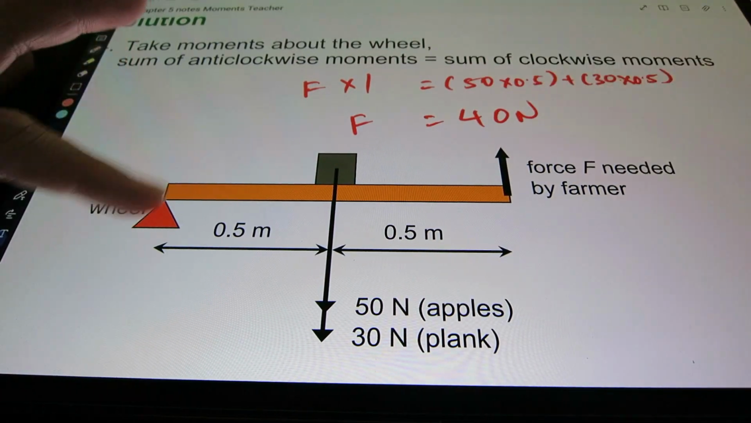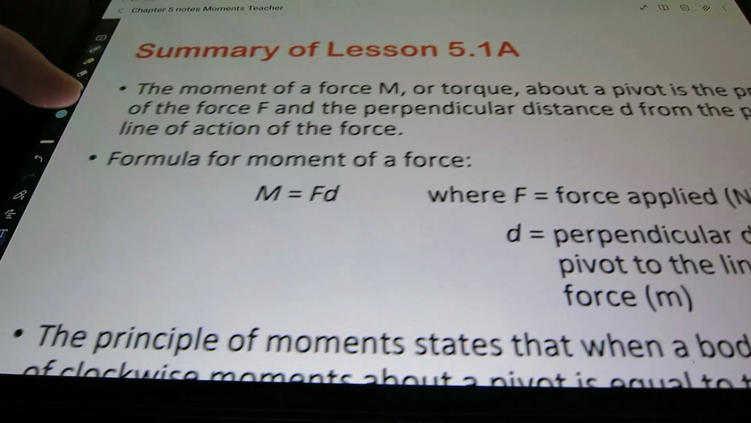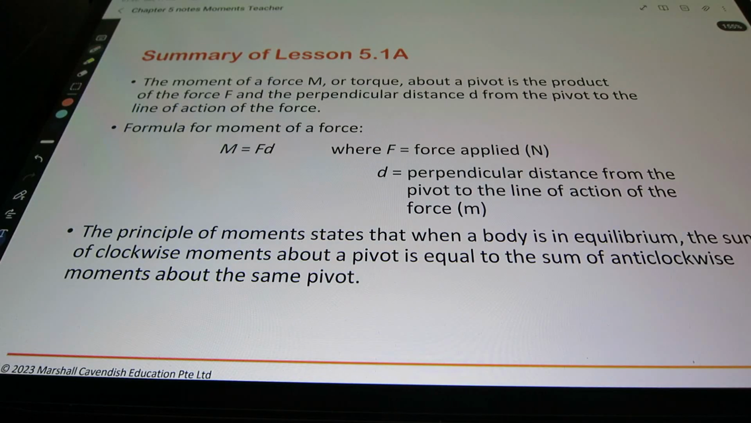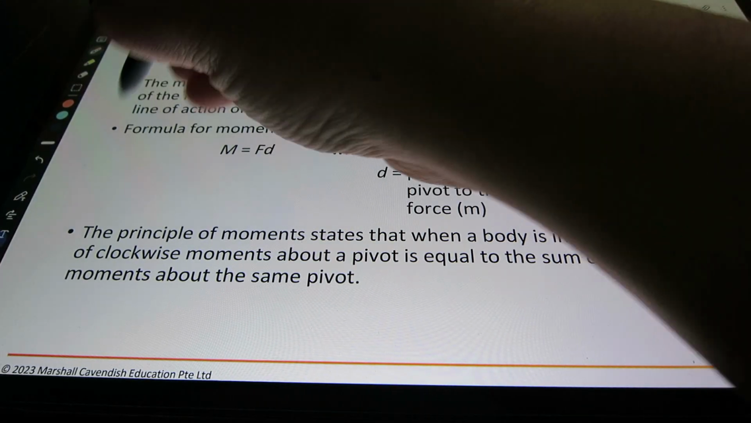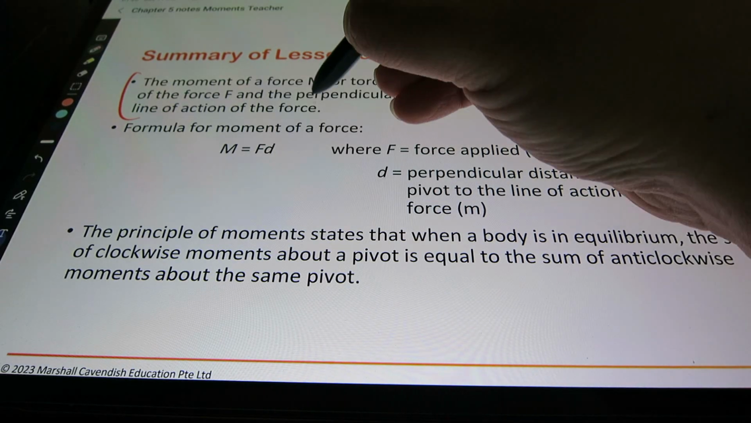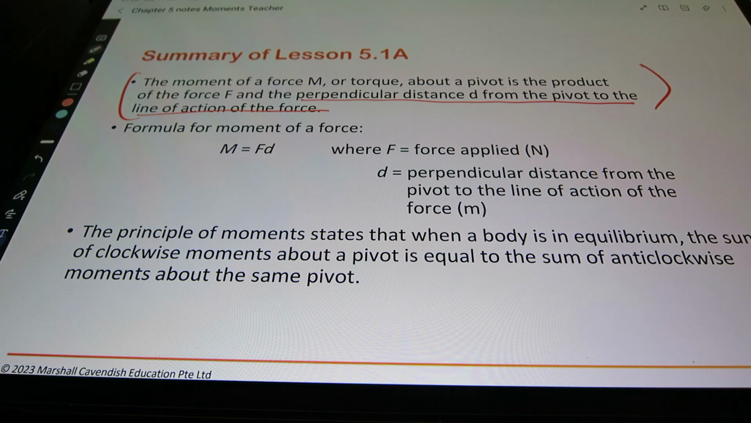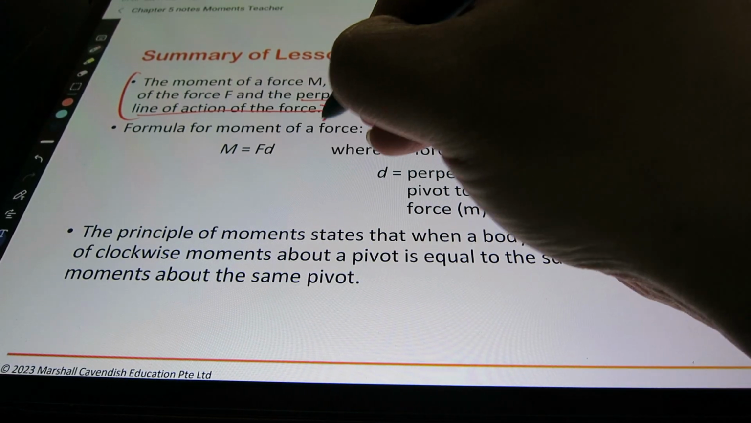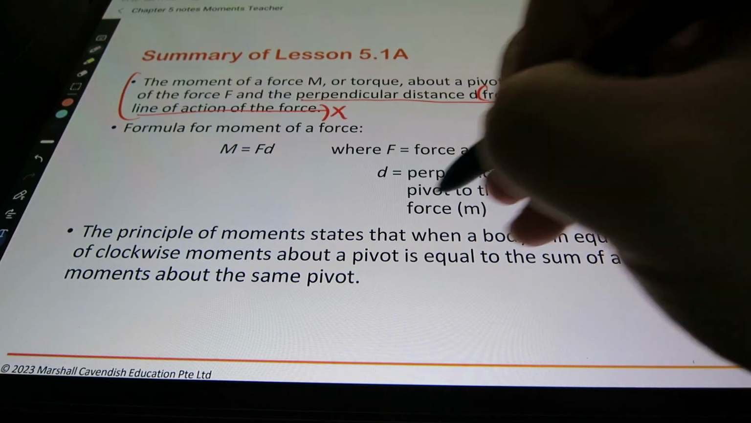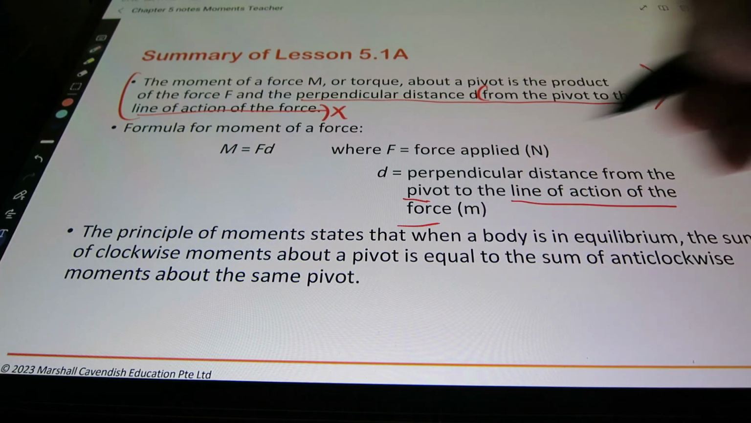Alright, so that's how we deal with questions of this nature. This is a summary. This is the definition of a moment. You need to memorize this. You need to get familiar with this perpendicular line. You cannot just say perpendicular distance without telling me this portion, or you're going to get this definition wrong. So the pivot to the line of action of the force is important.